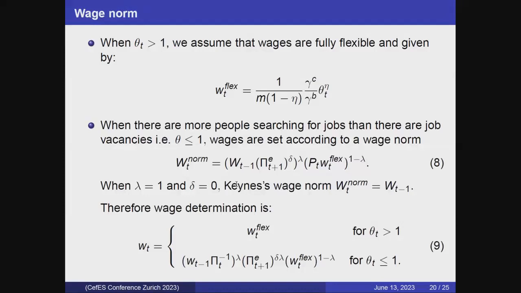It depends on inflation expectations, which can be an important factor in the 70s. And it can also depend on the flexible wage, which is a sort of shadow wage, which is not achievable when there is the wage norm. So basically, our model is based on this wage schedule, which is the flexible wage when theta is greater than 1, and the wage norm when theta is less than 1, okay?